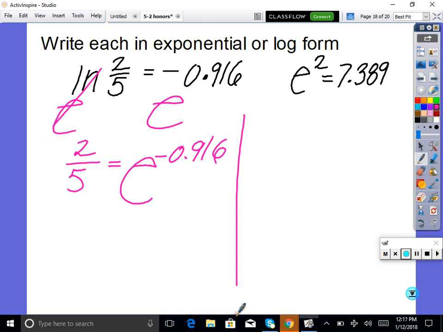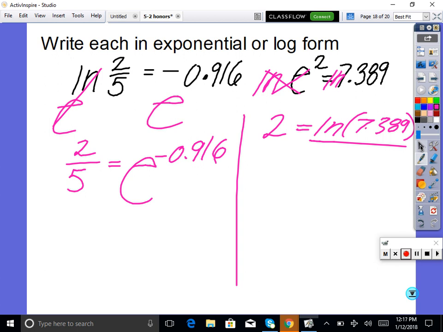So let's rewrite this one. We would do the ln of both sides. So then 2 equals ln of 7.389. And you could type that one into your calculator because there is an ln button, and you would see it really is a true statement.